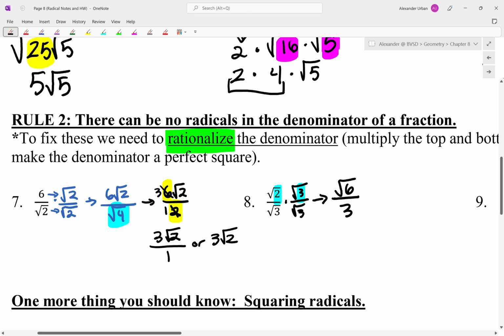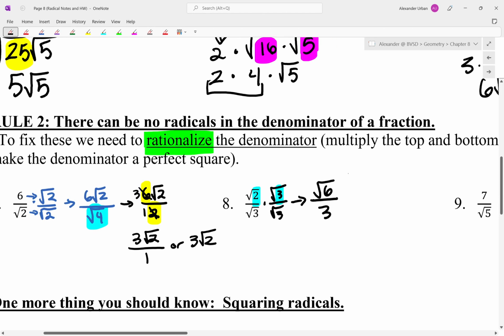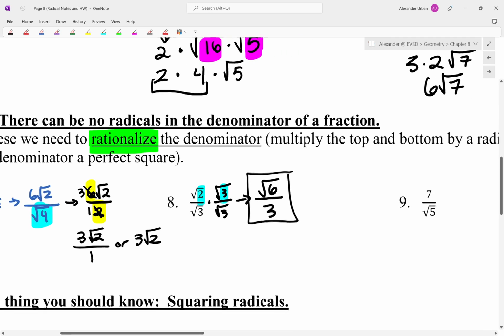Now I'm going to pause here and just talk about the root 6. This is really important. Root 6 is not divisible by root 3. They're different families of numbers, essentially. The root 6 cannot be divided by that 3. So we're just going to leave it right here. This is the simplified version of this fraction.